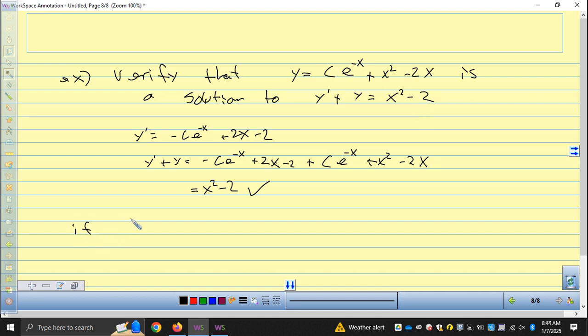If y equals 0 is a solution on some interval, we say it's the trivial solution.